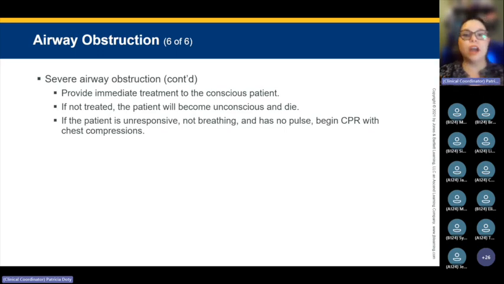So if not treated, your patient is going to become unconscious and die. And so what do we do then? We have to begin CPR. And we really want to worry about doing high quality chest compressions with these patients. Why? Because we already know that they're choking. We already know that there's an airway obstruction. So are we going to be doing a whole lot of rescue breathing? No. High quality chest compressions, okay?